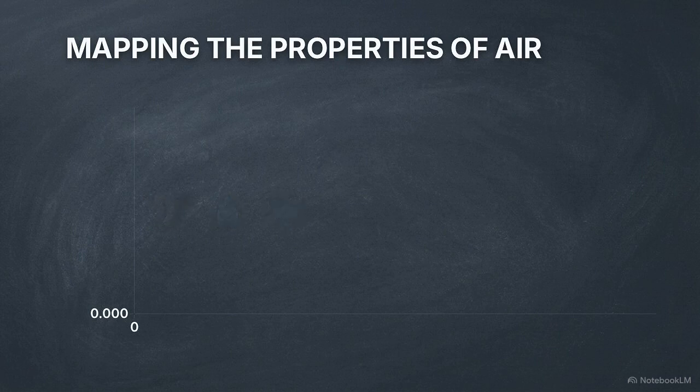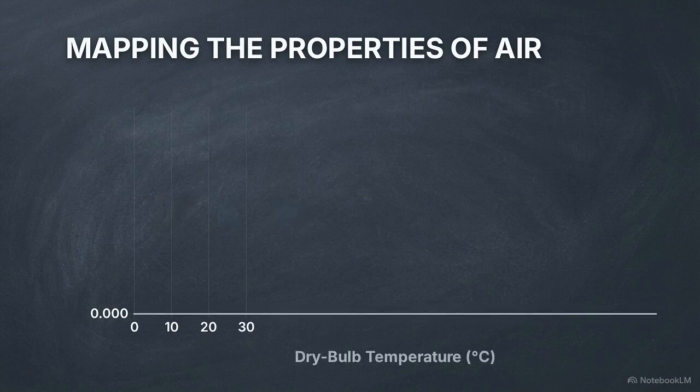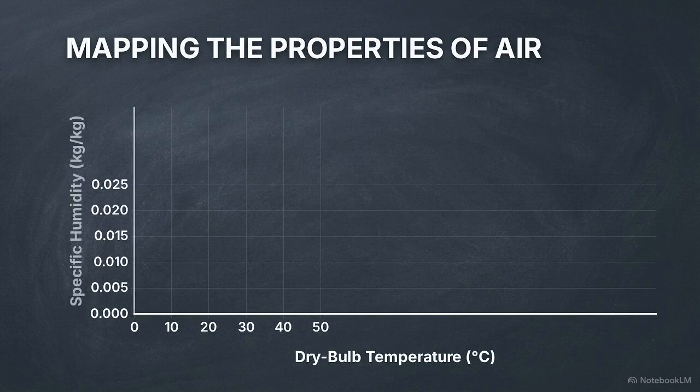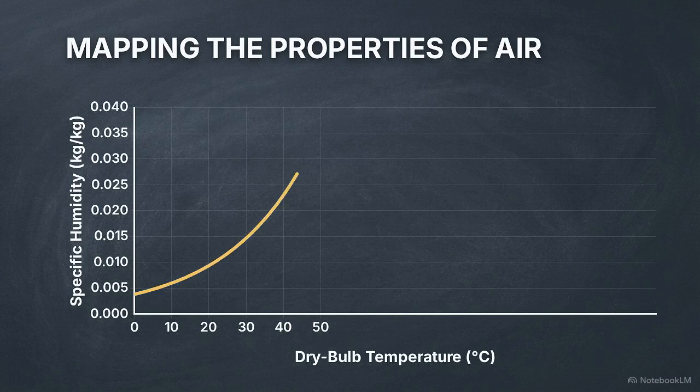If we wipe away the visual noise, this chart is actually built on a very simple foundation. The horizontal x-axis maps the dry bulb temperature. This is the reading you see on a standard wall thermometer. The vertical y-axis maps the specific humidity. This represents the actual physical weight of water vapor contained within every kilogram of dry air.